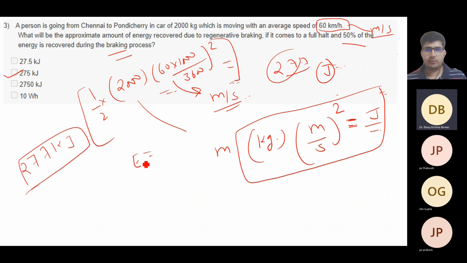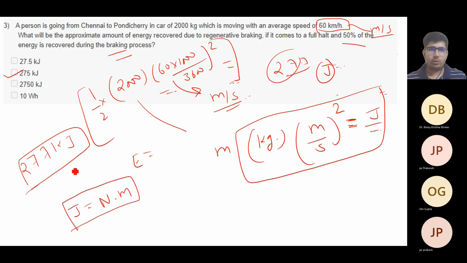Force is mass into acceleration. Acceleration means length divided by time square, into distance. So finally we are getting the unit of joule. Okay, right. Actually, joule is the Newton into meter. Right?